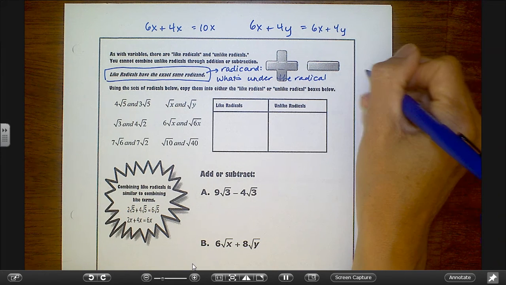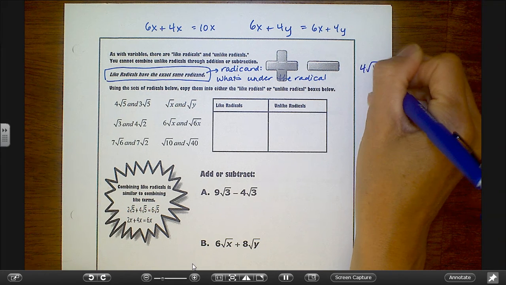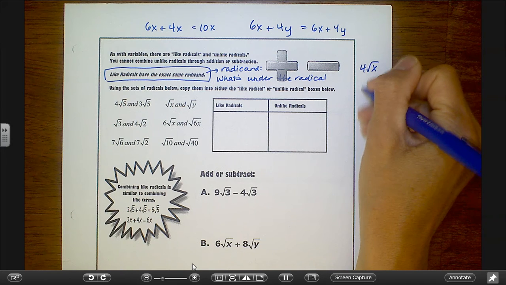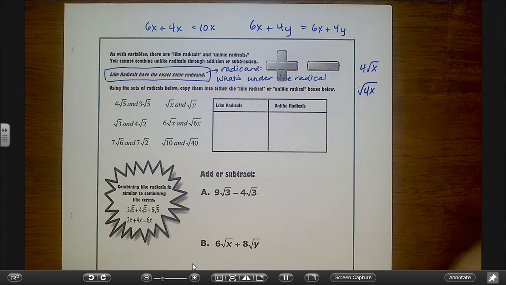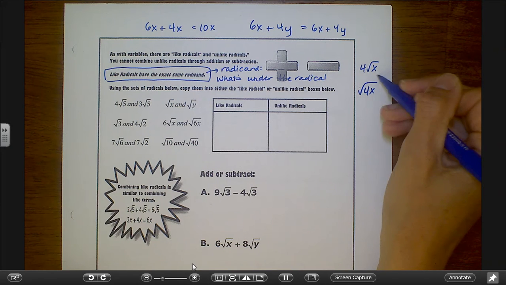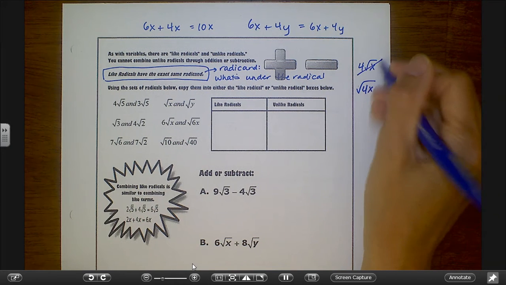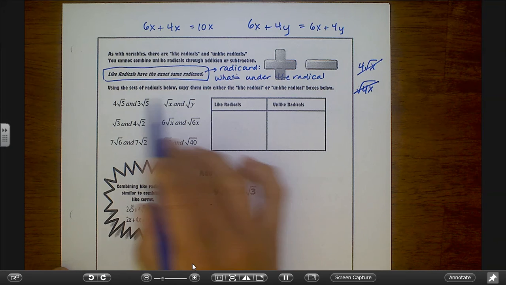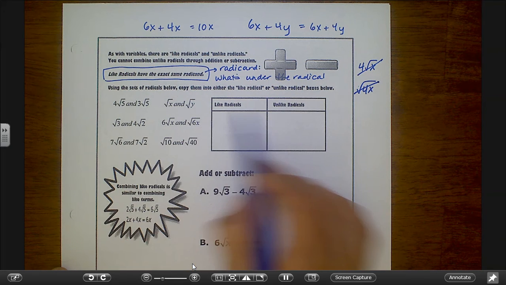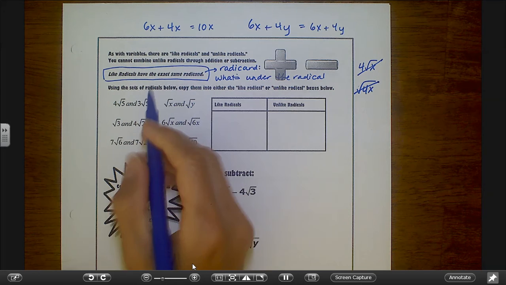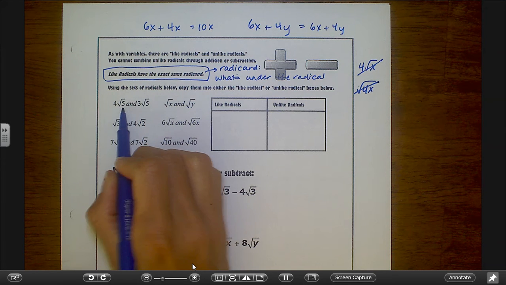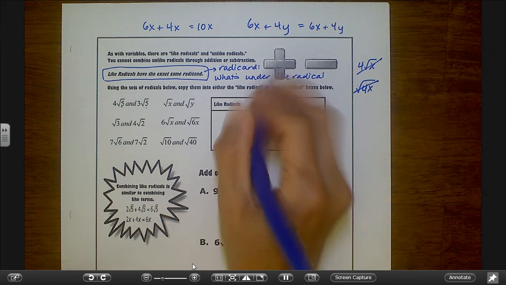So if I'm looking at like 4 times the square root of x, that's not the same as the square root of 4x, right? Because here x is underneath, here 4x is underneath, so those are not like. So if you look at each of these like radicals and unlike radicals, we're just going to throw those in where they belong, right? So 4 rad 5 and 3 rad 5, they both have a rad 5.